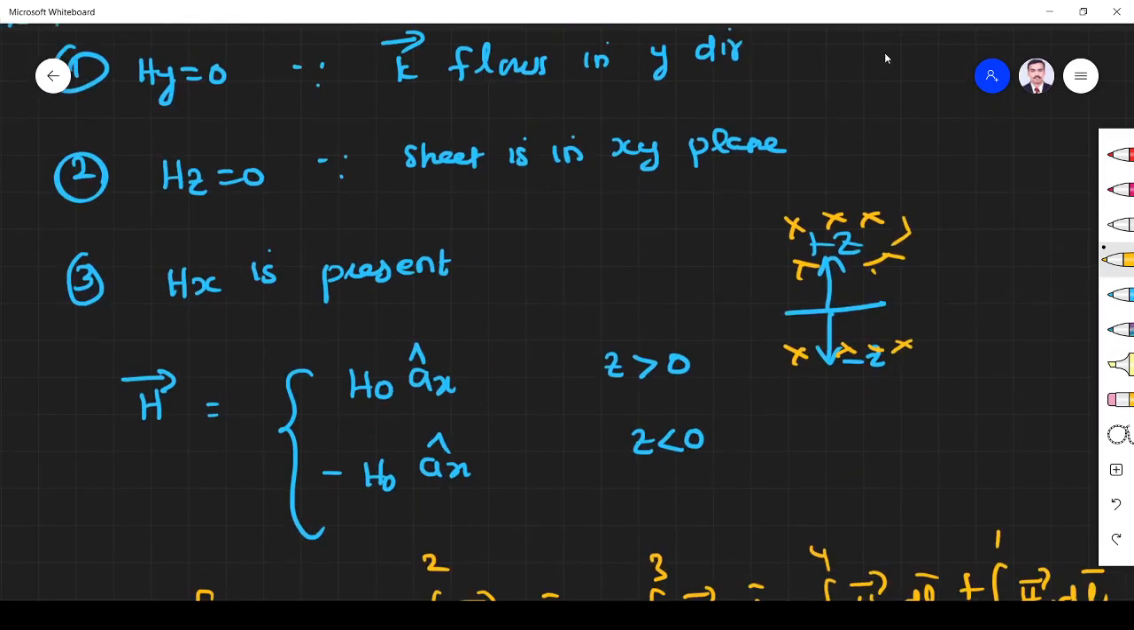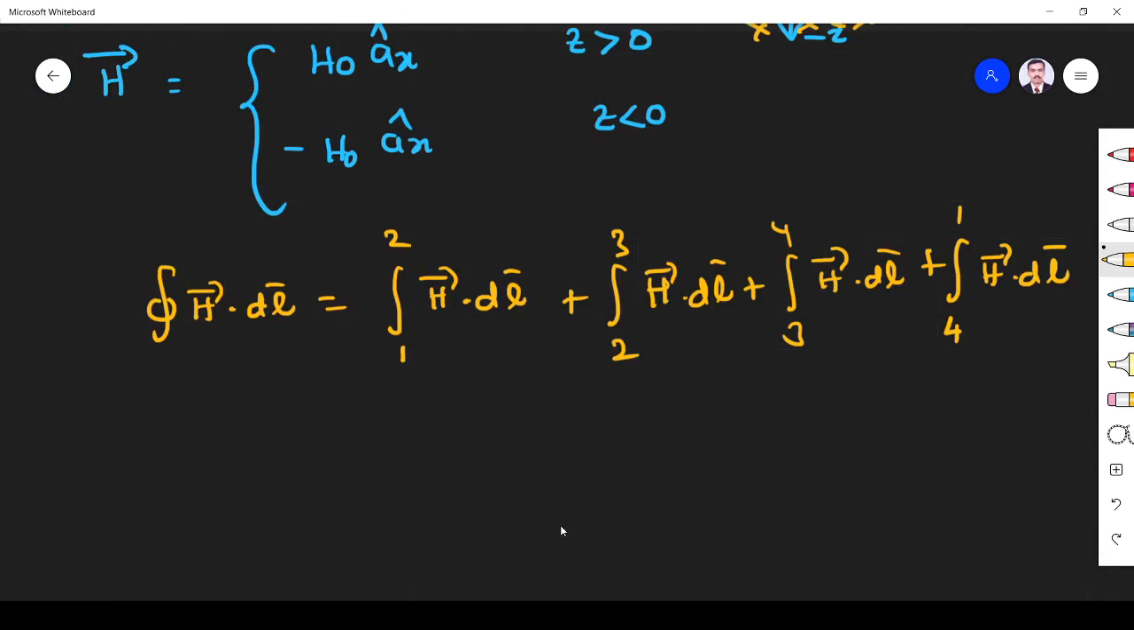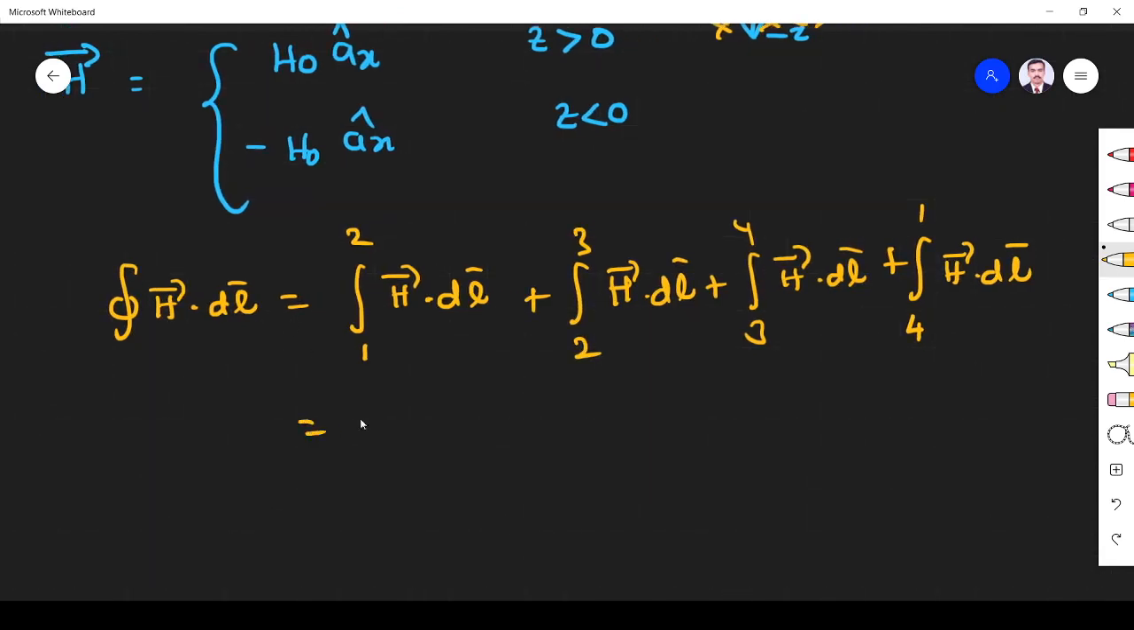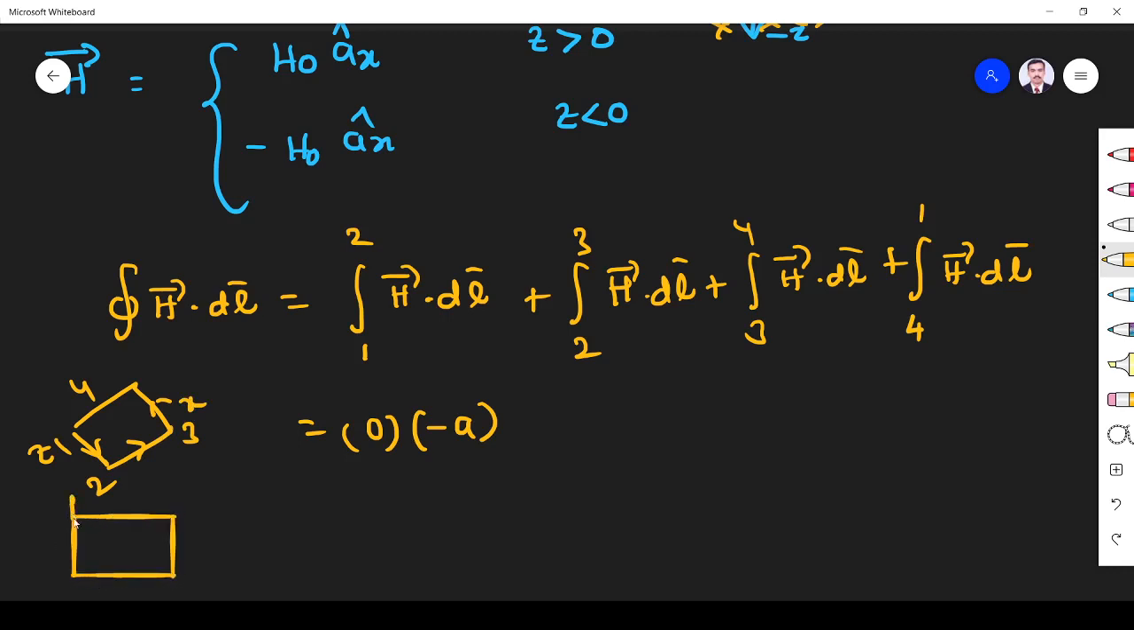So what I am going to write is, for 1 to 2, it is the Z component of H, which is 0, and dl is minus a. Let me draw here itself. This is our loop, 1 2 3 4. This is in the Z direction, and this is along the X direction. Suppose you draw in two dimensions, it will be like this. This is in Z direction, this is in X direction.